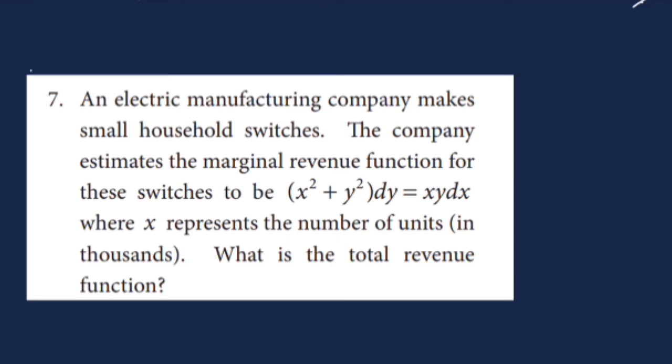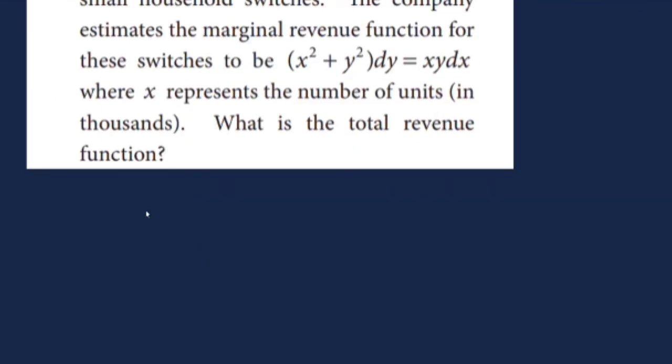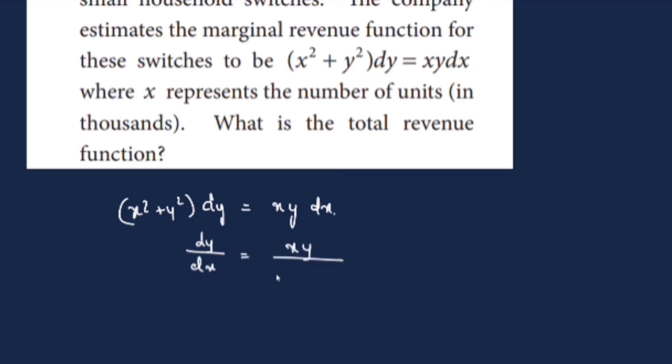So they have given the marginal revenue, that means dy by dx is given. So this is (x square plus y square) dy is equal to xy dx. So that means you have to find dy by dx. So what is dy by dx? xy divided by x square plus y square.